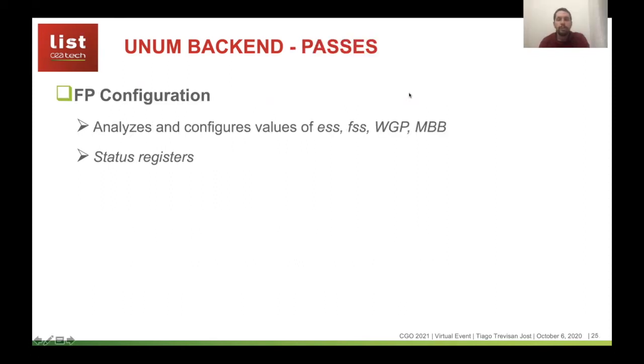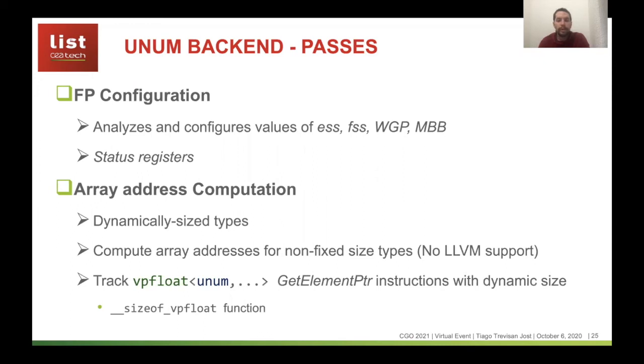We also implement two UNO-specific passes. The first one consists of analyzing and configuring the values of ESS, FSS, the operating precision, and MBB, which actually tells us how many bytes in memory we need to read from or write to. And this is done according to the type information declared by the user and through the status registers that are inside the coprocessor. The second pass runs on dynamically sized types and aims at providing proper array address calculations for these types which have non-fixed sizes. So this is something that's not supported natively by LLVM.